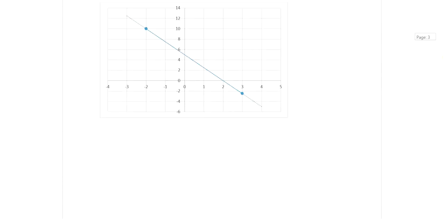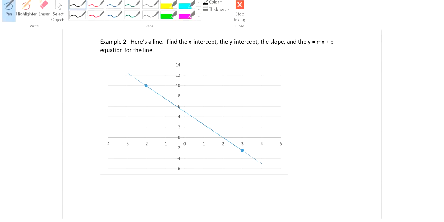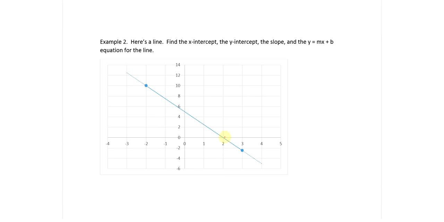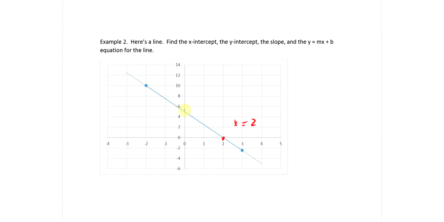Okay, here's another line that's actually given to you. Can you figure out what the x-intercept, the y-intercept, the slope, and then y equals mx plus b is here? Well, the x-intercept is easy to find because it is right here. It's where it crosses the x-axis, x equals 2. The y-intercept is also pretty easy to find. It's right there. That's actually y equals 5.